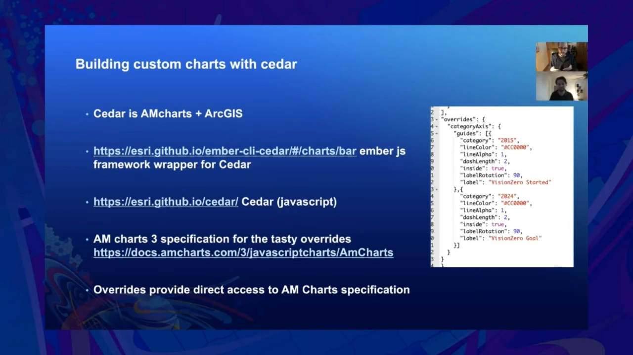We use a library called Cedar that wraps a thin abstraction layer between AM Charts and the ArcGIS Online geospatial data format. So you can check these links out if you want to get a handle on this, and you can do some really cool things with overrides to basically tap into the underlying AM chart spec and change things like colors or axis labels or adding baselines and things like that.